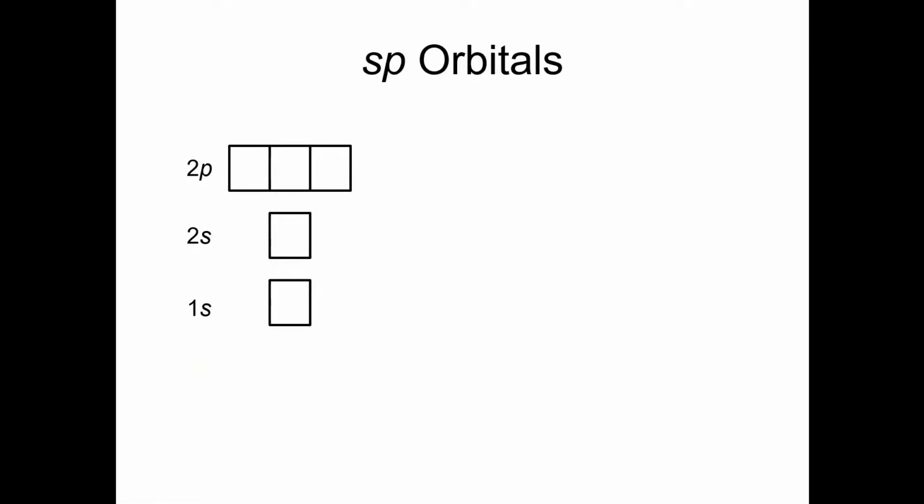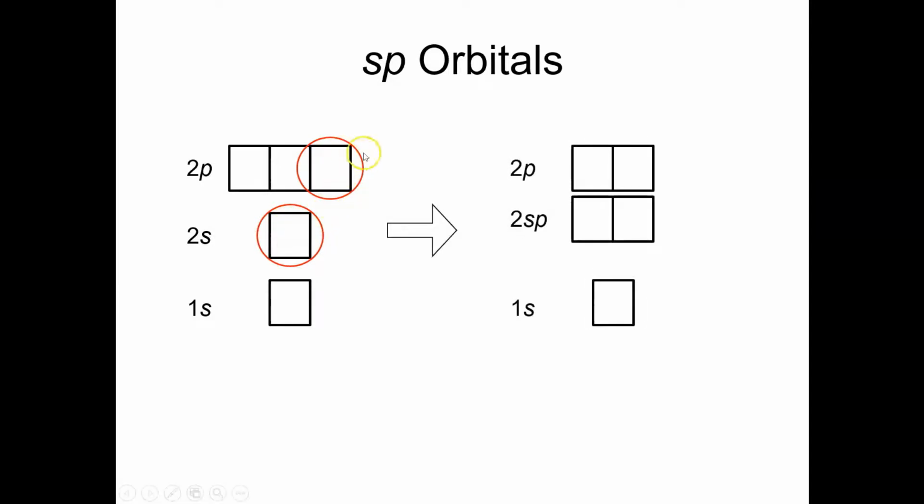Suppose we wanted sp hybridization. I'm just going to consider something that is in period 2. So this would be all possible core and valence orbitals for an element in period 2. Suppose I want to sp hybridize this. I would take one s orbital and one p orbital. They would hybridize together to make two sp orbitals. So now instead of a 1s, a 2s, and three 2ps, I've got a 1s, two sps at the 2 level, and two ps at the 2 level.